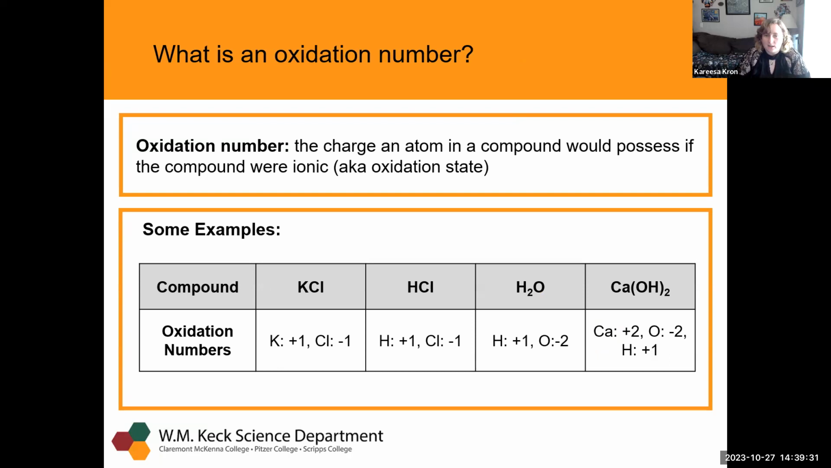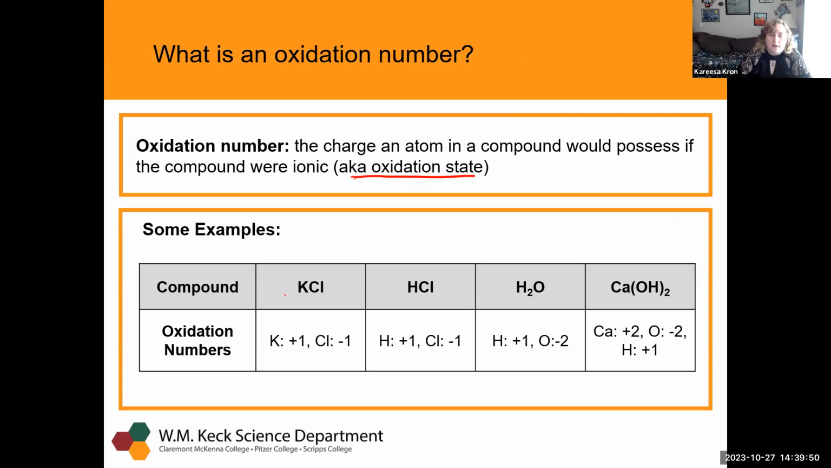So oxidation number is the charge an atom in a compound would possess if that compound were ionic. It's also known as oxidation state. So we can say oxidation state or oxidation number interchangeably, and we will do so in this course.